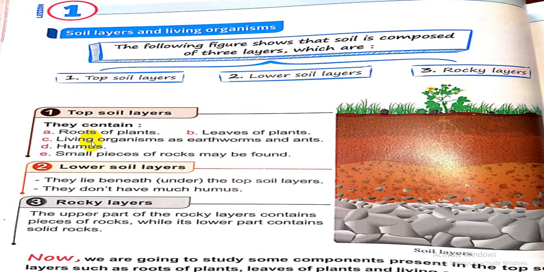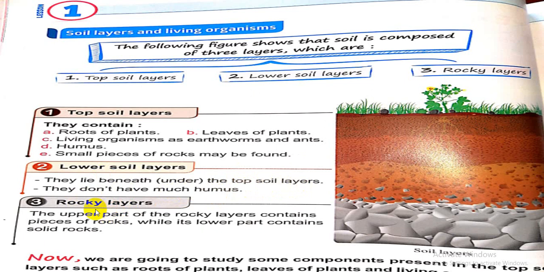They contain roots of plants, leaves of plants, and living organisms like earthworms, ants, and spiders. Humus. Small pieces of rocks may be found. Number two, the second layer is called lower soil layers. They lie under the top soil layers. They don't have much humus.